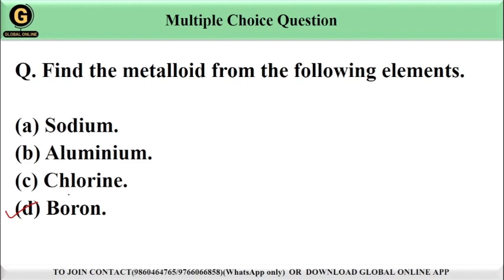The other elements listed are either metals, which are sodium and aluminium, or non-metals, which is chlorine. So they do not qualify as metalloids. So the correct option for this question is option D, boron.